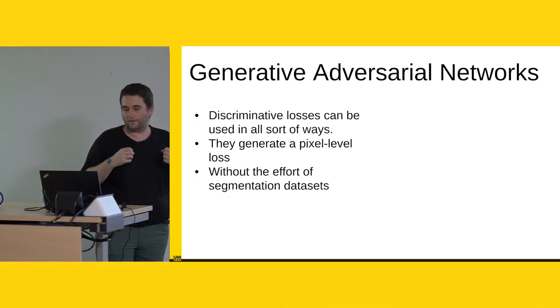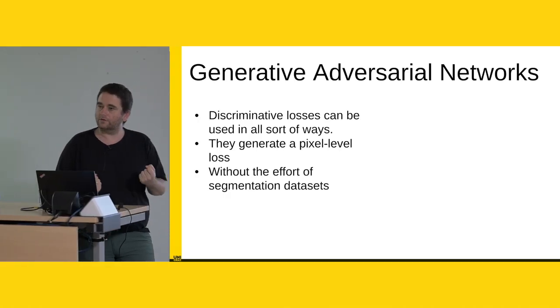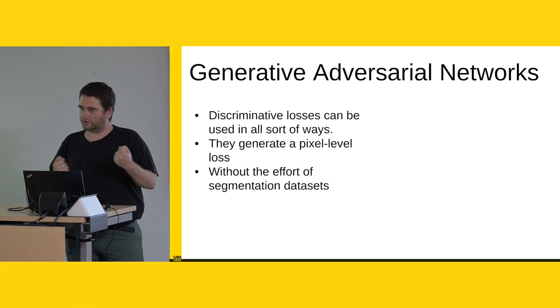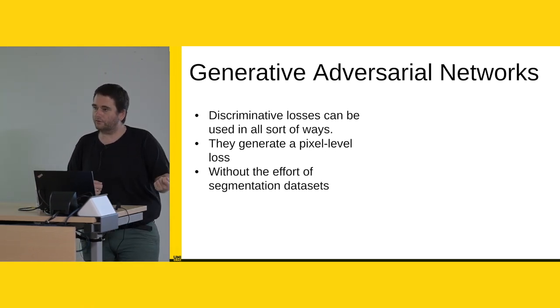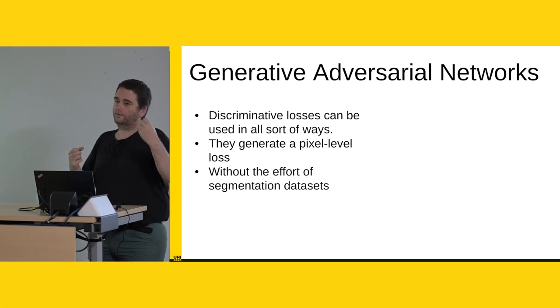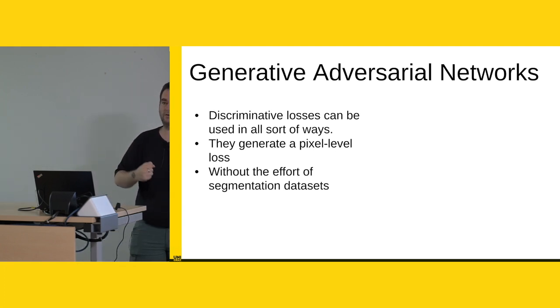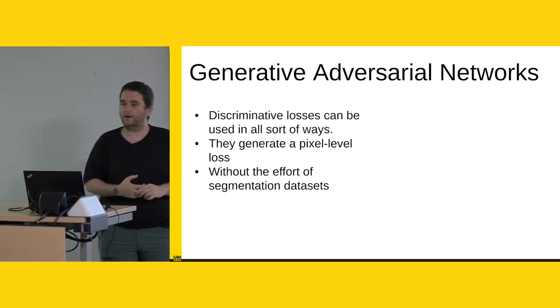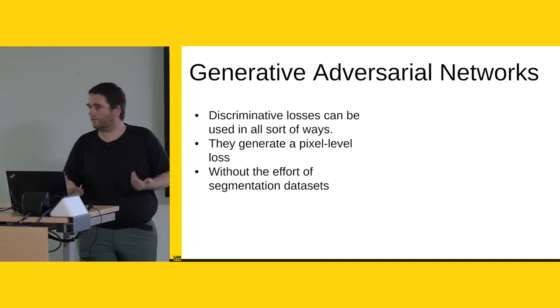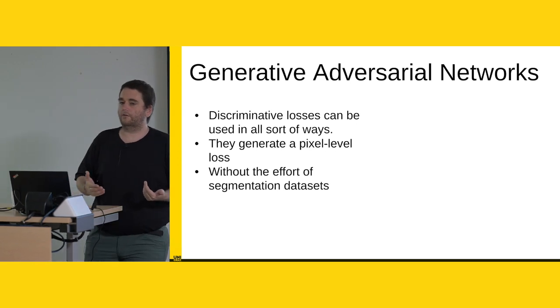Now, the GANs are something to never forget, because of the discriminative loss: the idea of trying to fool a network, teaching it whether it can discriminate fake or real data, and using that network as the ground truth for training. That can occur whenever you're missing ground truth, right?